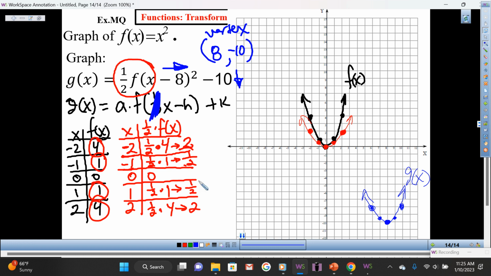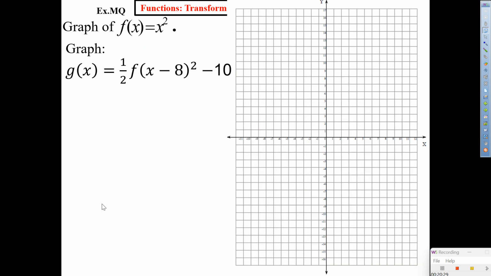Okay? All right. Turn your paper over. Let's do another one. Here we go. Copy this one. Super duper Q, and it reads graph f of x equals x cubed, then graph g of x equals 1/4 f of x plus 5, close parentheses, cubed minus 4. Copy that, and I want you to graph f of x equals x cubed, and then we'll get started. Go.